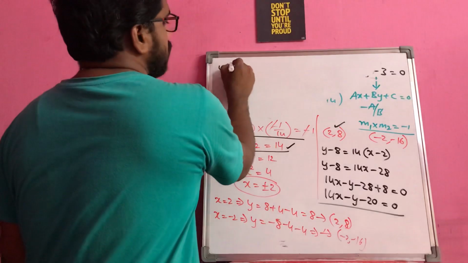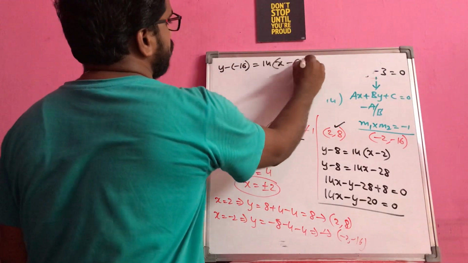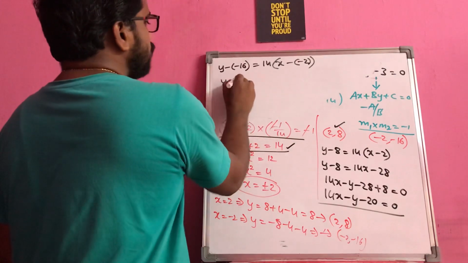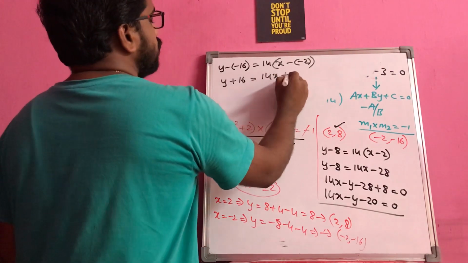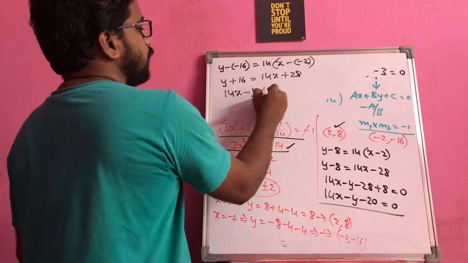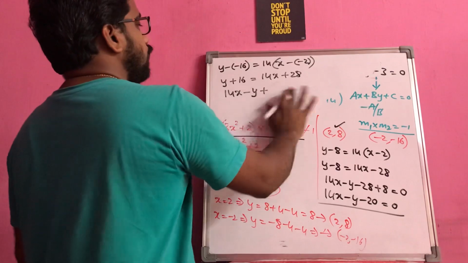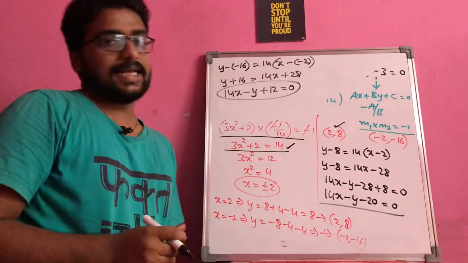y minus of minus 16 is equal to 14 into x minus of minus 2. Simplifying further, this is 14x plus 28. So that means 14x minus y plus 12 is equal to 0. This is the required equation of the tangents.